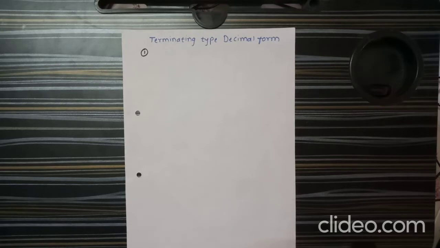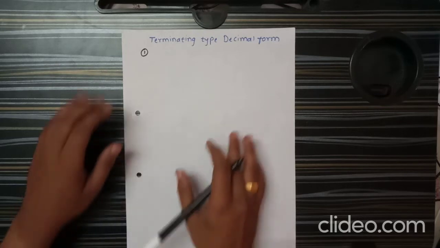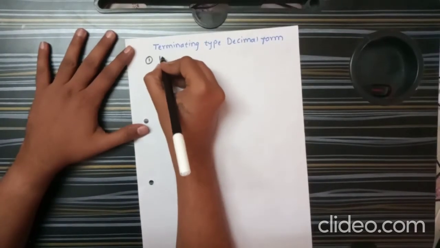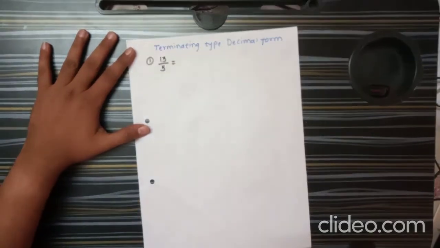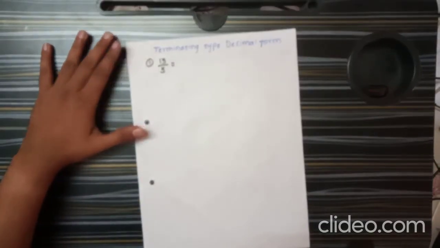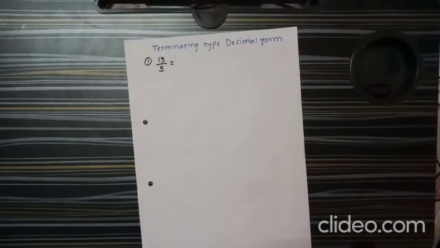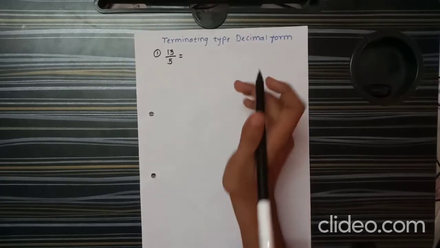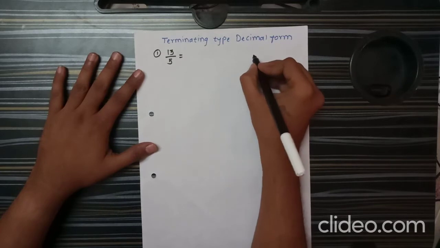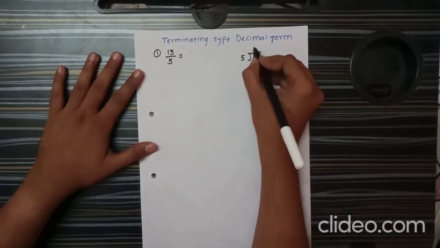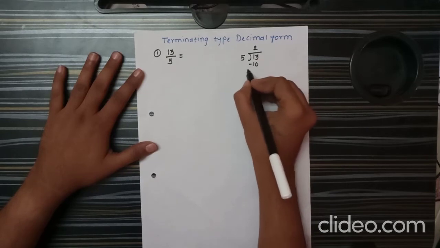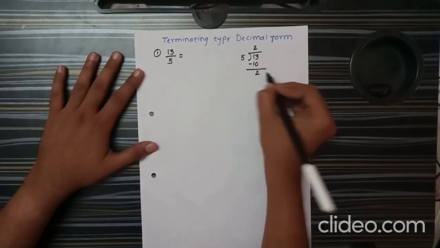The first example we are going to solve here is 13 upon 5. Now, while performing this, again we are going to perform the division as we have seen in the last video itself. So 13 divided by 5. Now in this particular case, 5 2s are 10. 13 minus 10, the answer is 2.